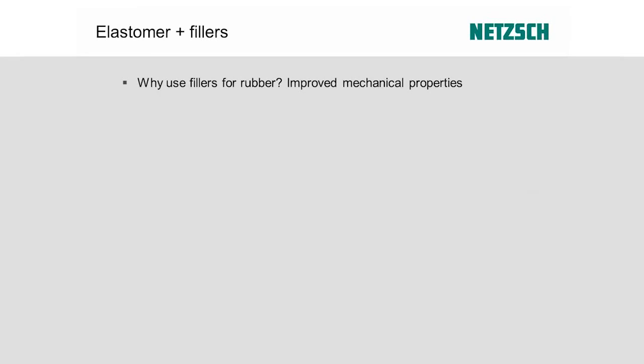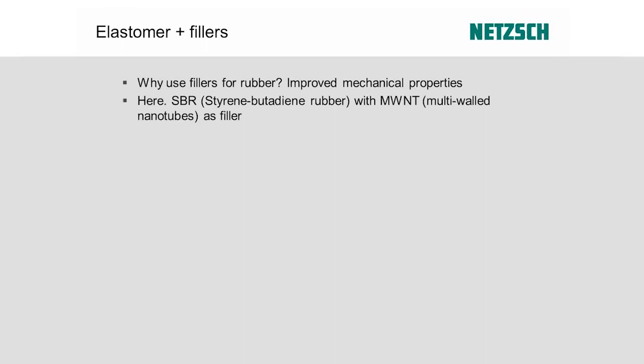Well, generally you can say this improves the mechanical properties, and this is exactly, as I stated, what you can investigate with the DMA. In this case, we look at a system from styrene butadiene rubber together with some nano things. So in this case, we use multi-walled carbon nanotubes as a filler. Why nano? Because we expect it to have a better interaction on the microscopic level with the polymer matrix. So we expect a large influence of nanofillers on the mechanical properties.